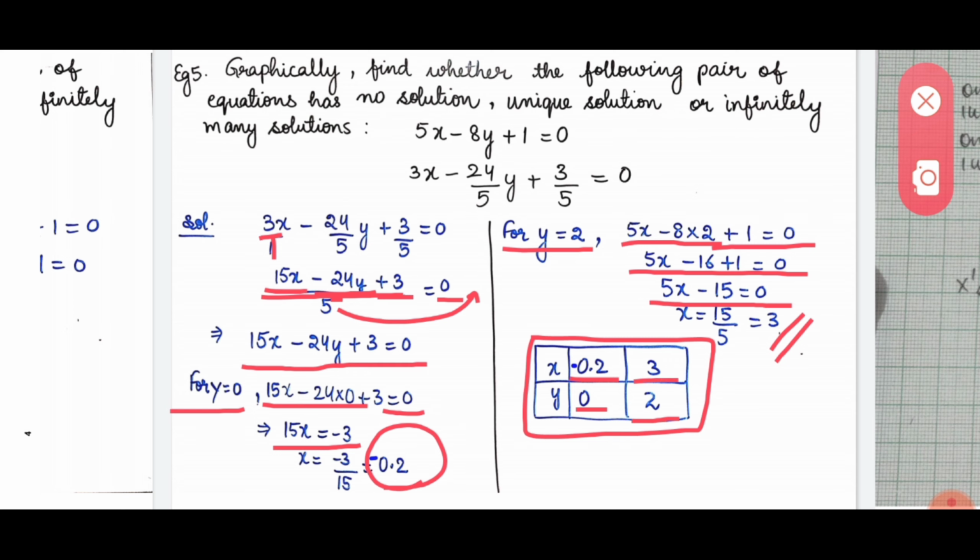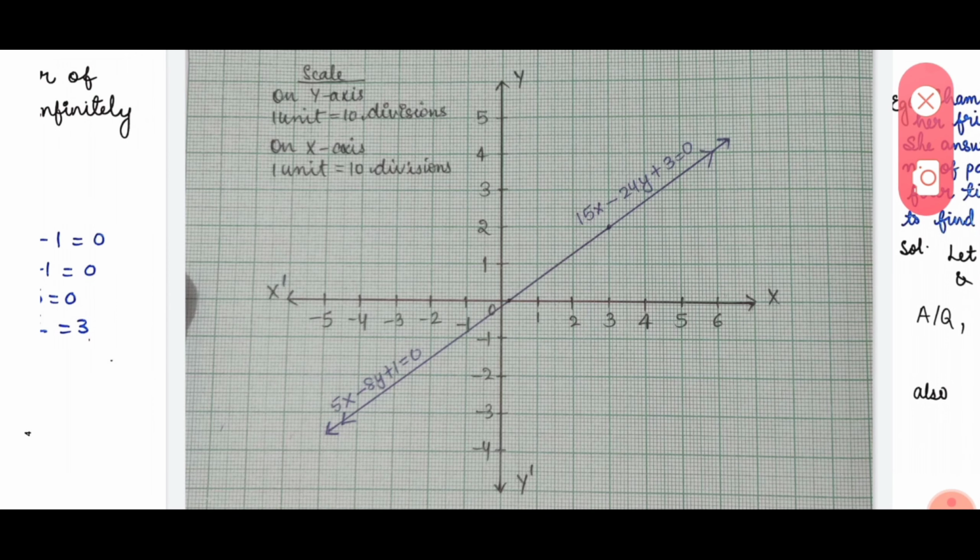And you can see that both the boxes have the same value, right? For the first equation we got the same point as this one only. That means we will get a coincident line. Let us have a look at the graph and then confirm the conclusion. Now from the graph you can see that both the lines pass through (minus 0.2, 0) and (3, 2), right? That means you will get a coincident line, and as you know, for coincident lines you will get infinitely many solutions.